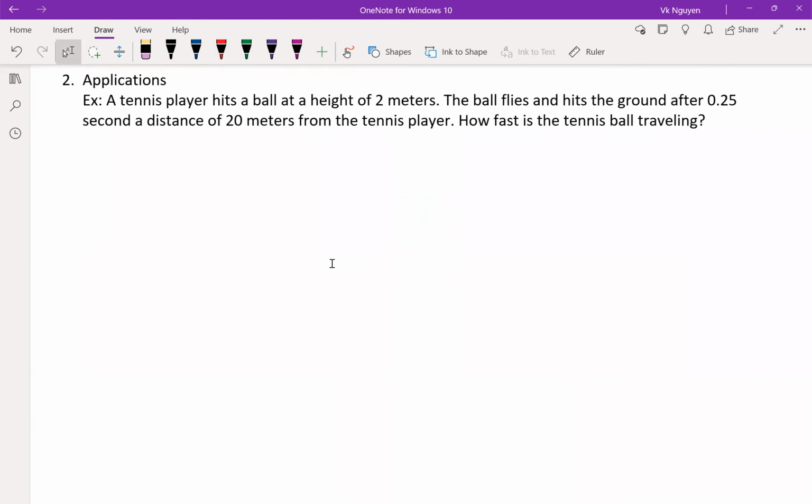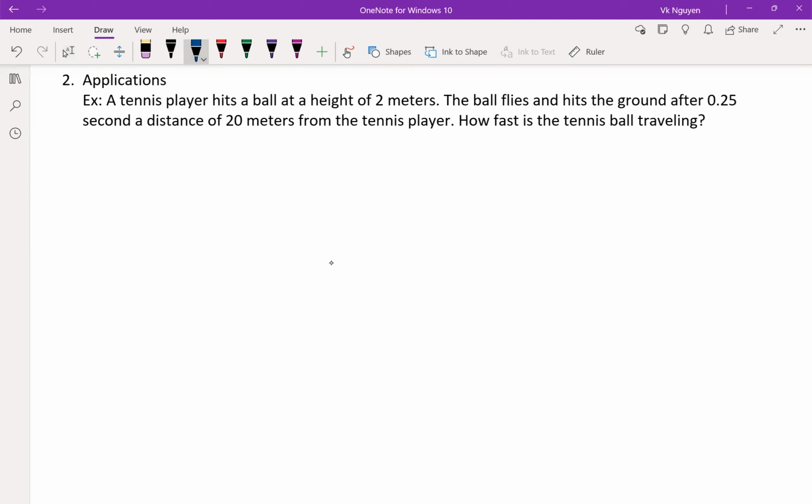Application. A tennis player hit a ball at a height of 2 meters. The ball flies and hit the ground after 0.25 seconds, a distance of 20 meters from the tennis player. How fast is the tennis ball traveling?